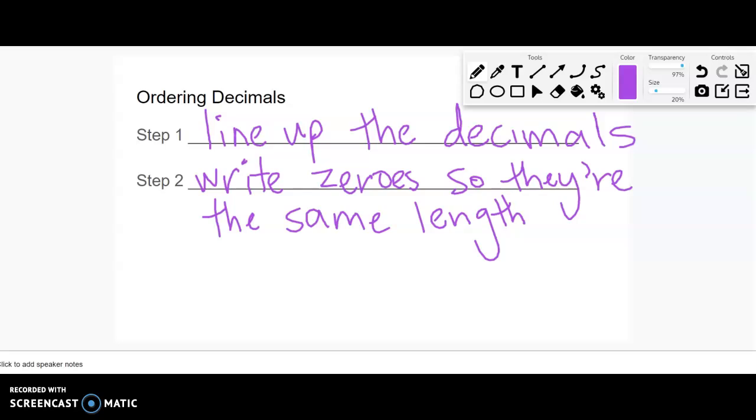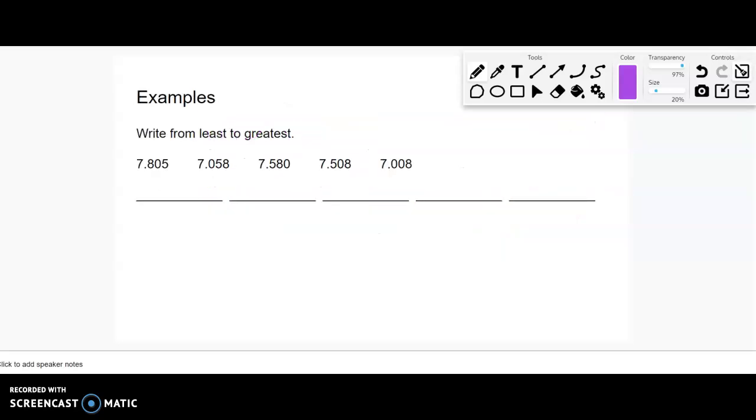Also, I will say make sure you read carefully whether it's asking greatest to least or least to greatest, because it'll ask for both. So, this first one, we're writing it from least to greatest. Remember, least means the one that is the smallest, and greatest means the one that is the biggest. Write that if you need the reminder.